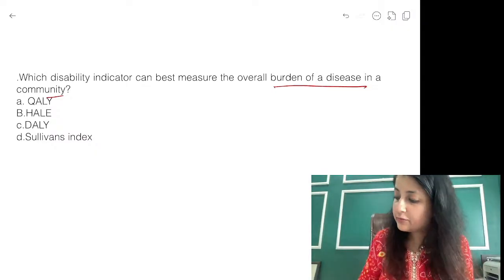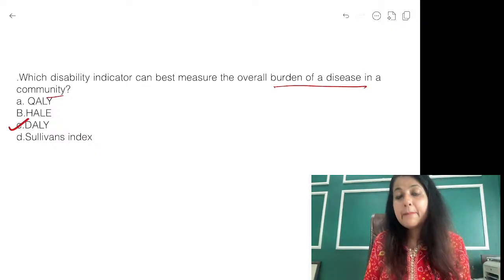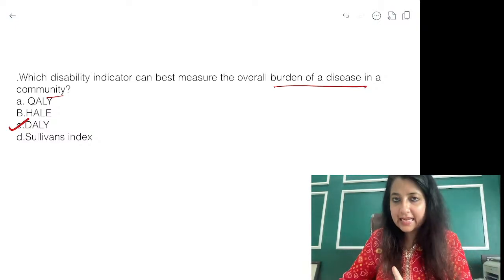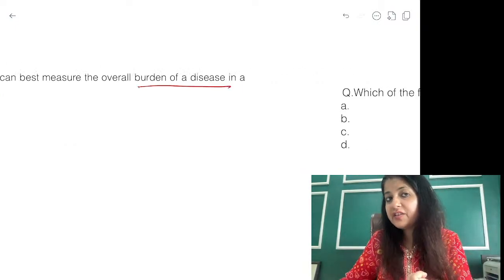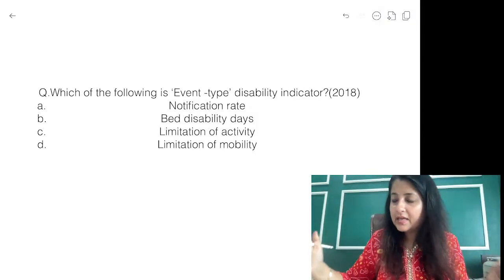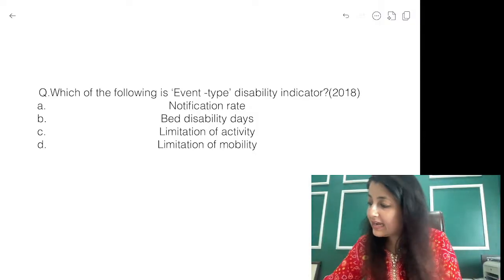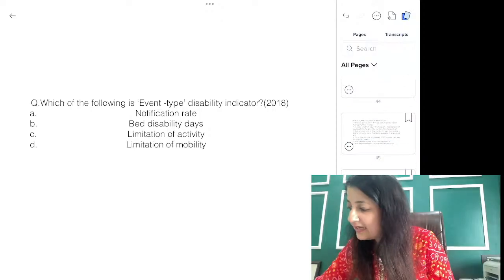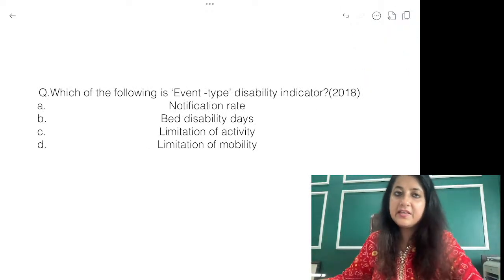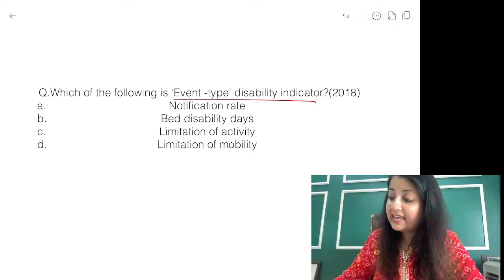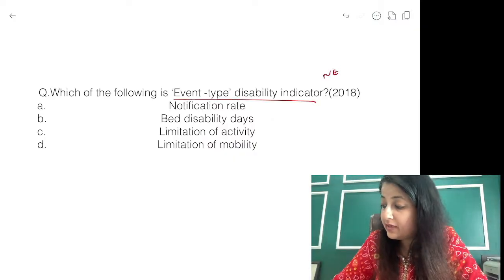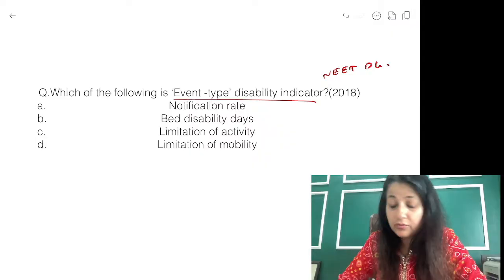Okay. So best measure of burden is DALI. Best measure of burden and effectiveness of intervention, DALI. Best measure of cost effectiveness of intervention, QALY. Which of the following is an event type disability indicator? Disability indicators can be of two types, guys, event type and person type. So which of the following is event type? Anybody? It came in NEET PG, can get repeated for FMGE exams also.